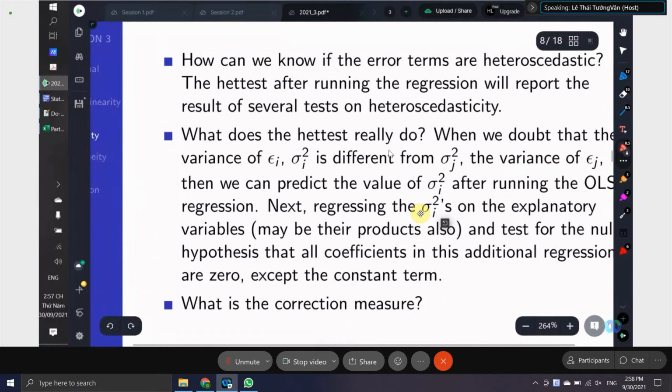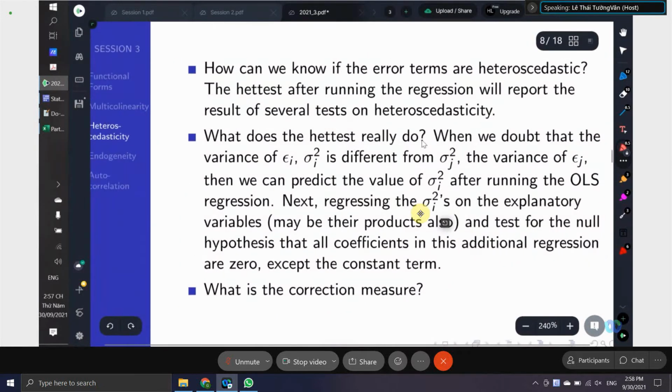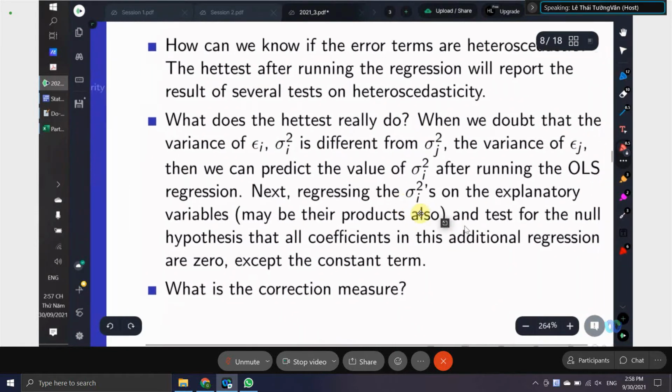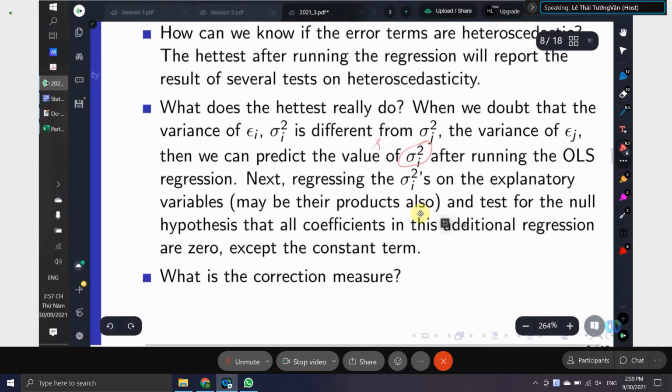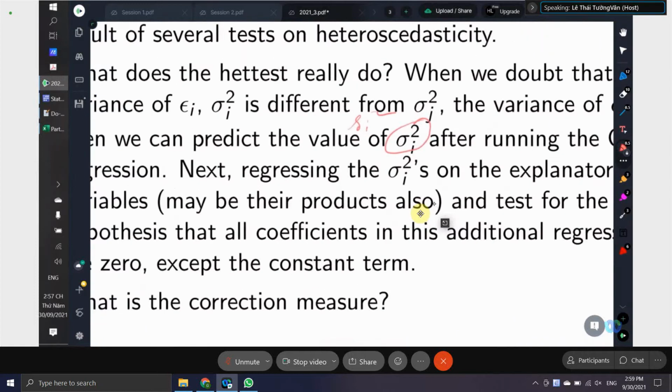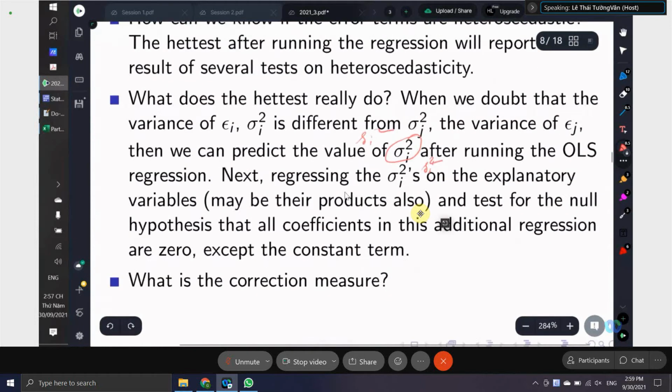So how can we know that the error term is heteroscedastic? I have included a small explanation on what to do here. Basically, you predict the value of sigma square, that is s i square, for each observation after running the OLS model. Then you regress the estimated s i squares on the explanatory variables, and test for the null hypothesis that all coefficients in the additional regression are 0 except the constant term.